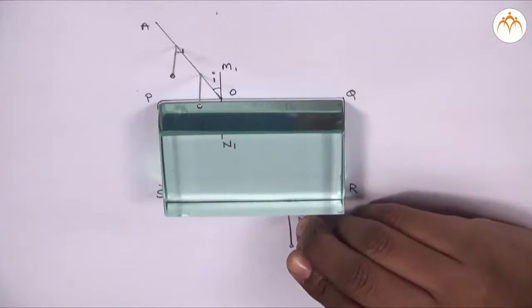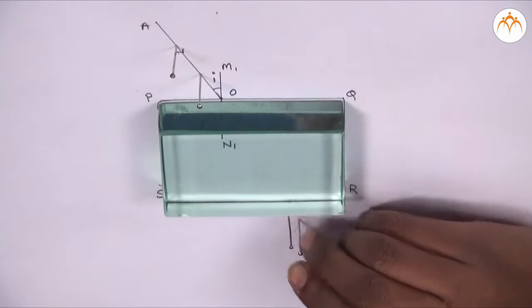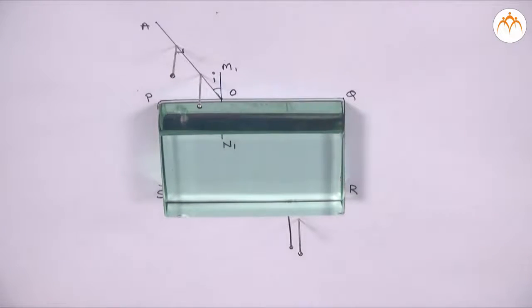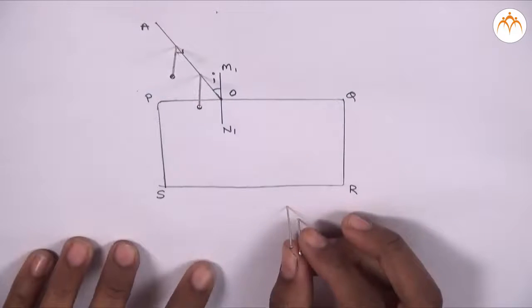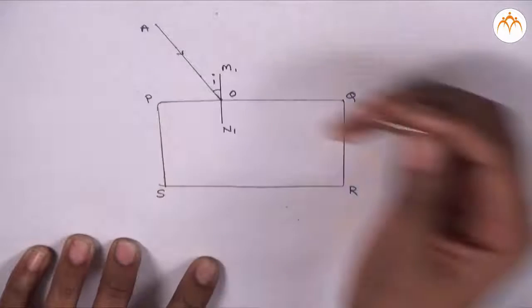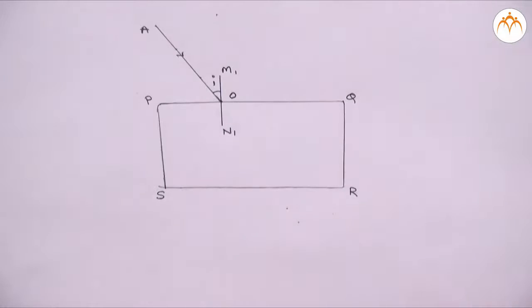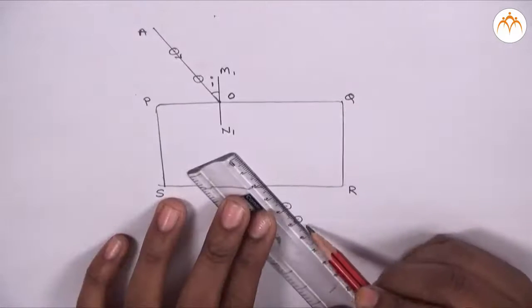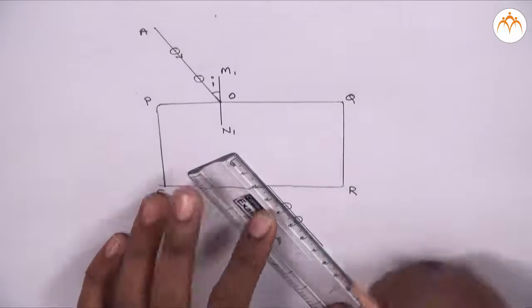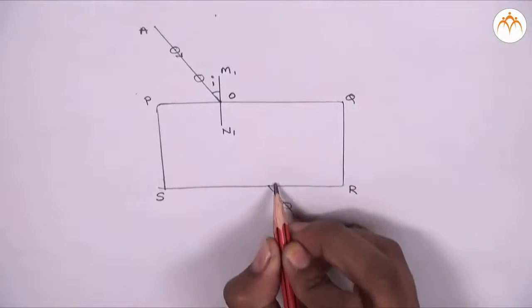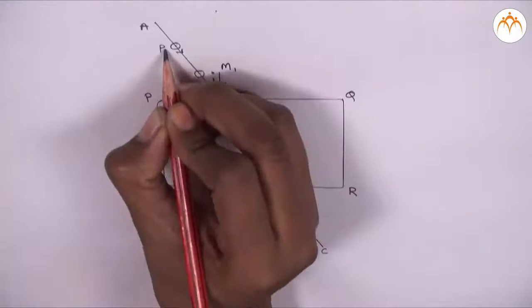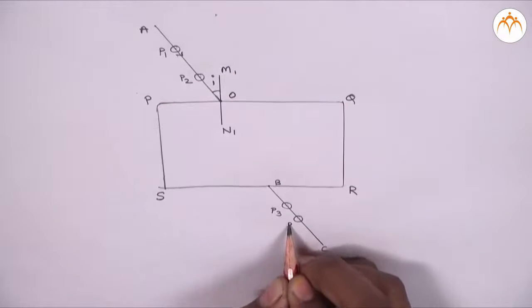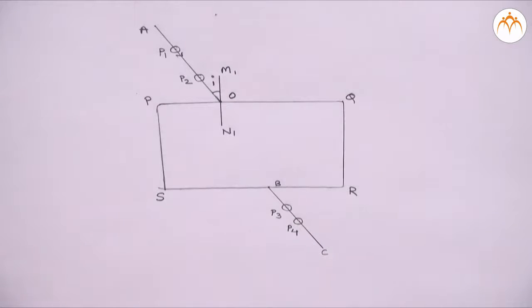We take a fourth paper pin and place it in such a way that it is in the same line as the other three pins. Remove the glass slab. Join these pins 3 and 4. Extend this line up to SR. We will get a point of intersection between SR and this ray, called the emergent ray. Let us call this emergent ray BC, where B is the point of intersection between SR and the emergent ray.